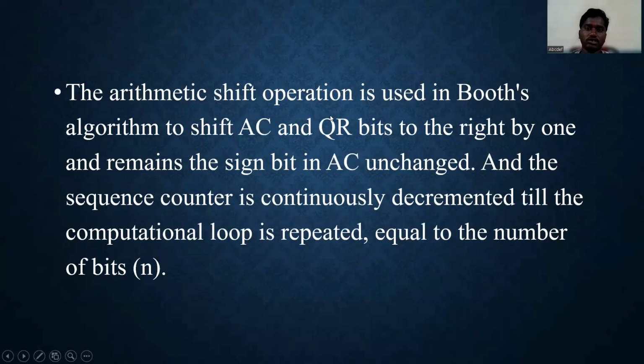Arithmetic shift operation is used in Booth's algorithm to shift AC and QR bits to the right by 1 and keep the sign bit in AC unchanged, and the sequence counter is continuously decremented till the computational loop is repeated equal to the number of bits n.